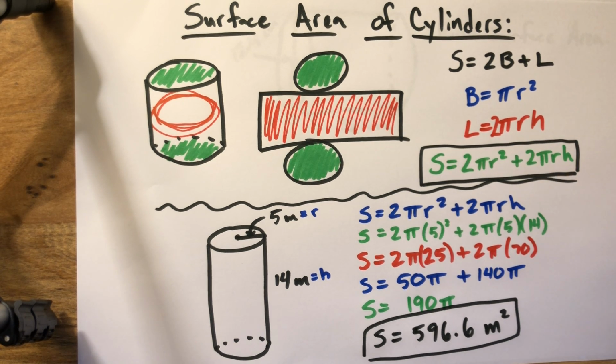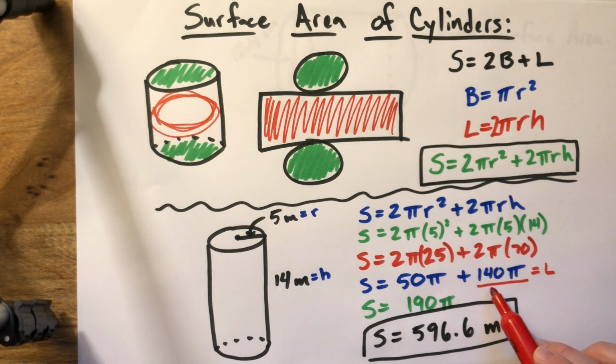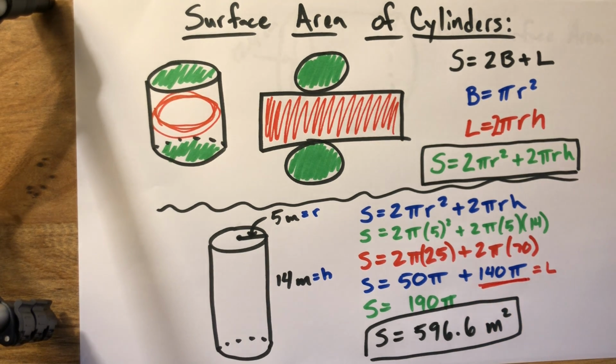If we were asked just to find lateral area, that would be this part. And we could say 140 times pi would be our lateral area. I know some problems will ask you to find the lateral area and then find the total area. So you could use this format and just say that this part is your lateral area if you'd like to. Let's take a look at another one.